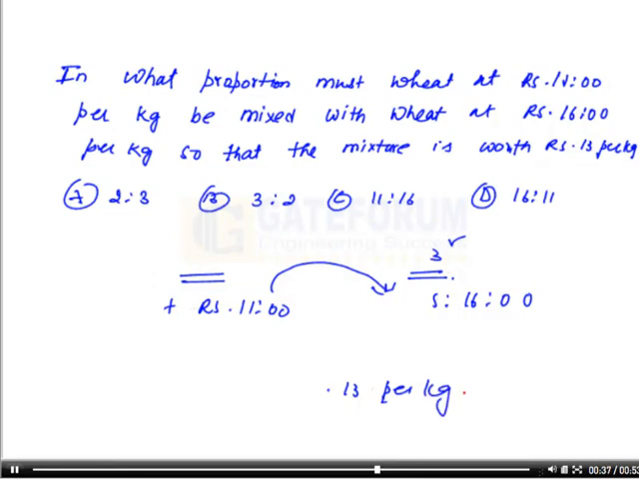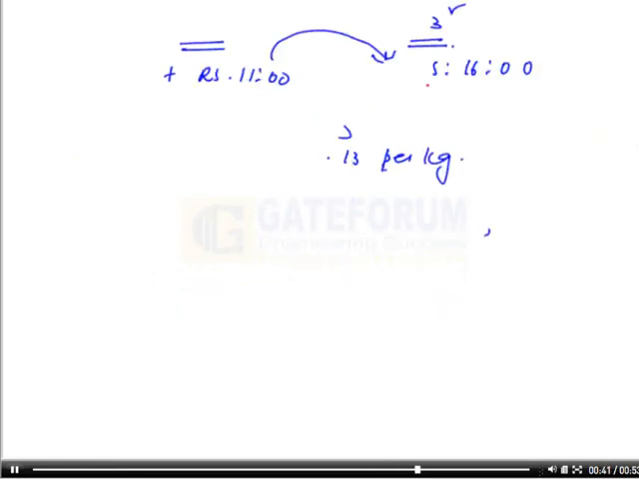Now he is asking me to find the ratio. In the allocation method, it's nothing but just subtraction. So 16 minus 13 will be 3 and 13 minus 11 will be 2. So the required ratio is nothing but 3:2, which is option B.